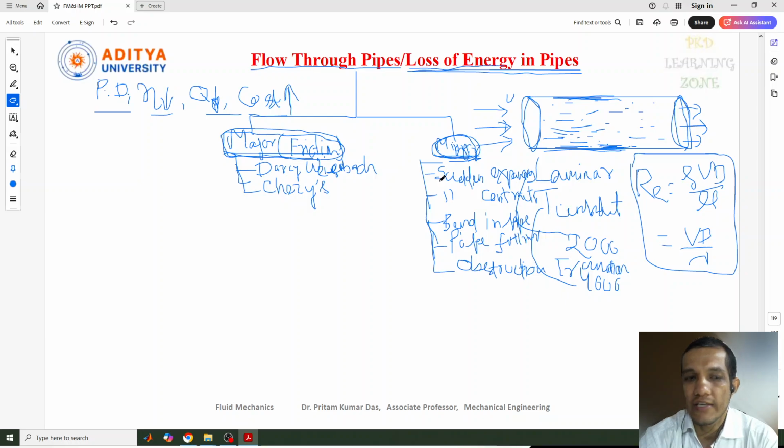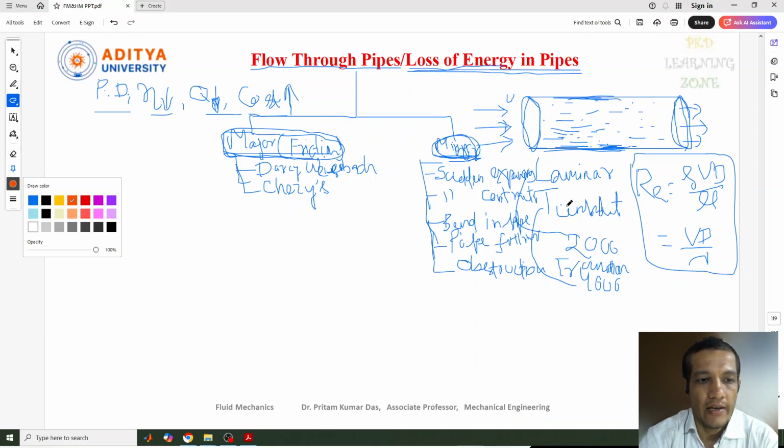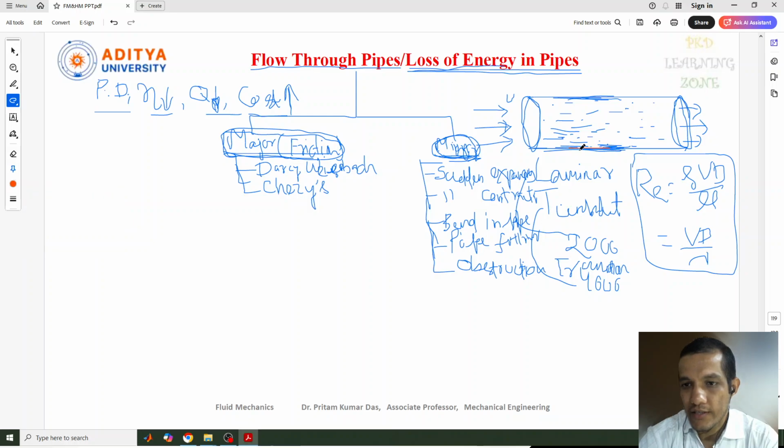How it is obstructing, we have already discussed previously. If you look at this boundary zone, the velocity is 0, that means negligible velocity. We can say the fluid is nearly stationary.